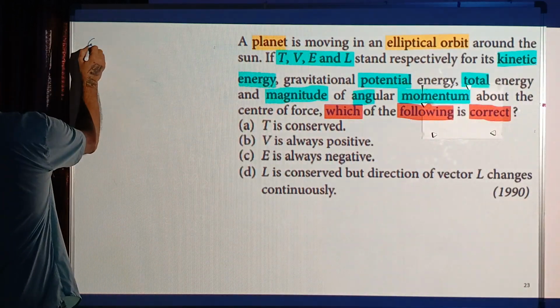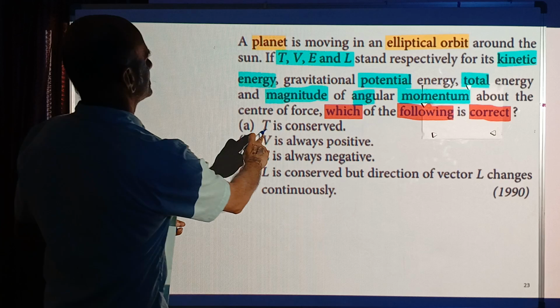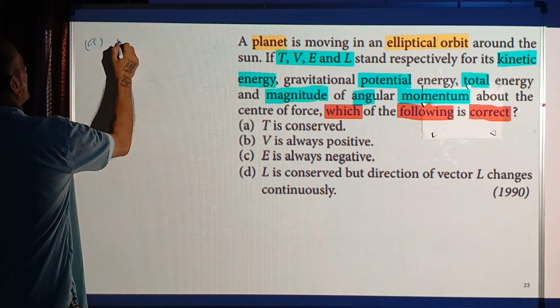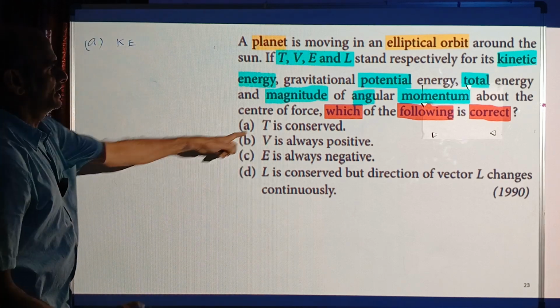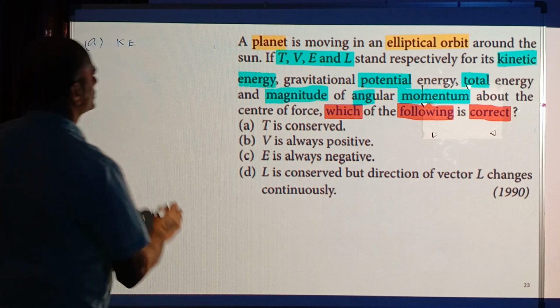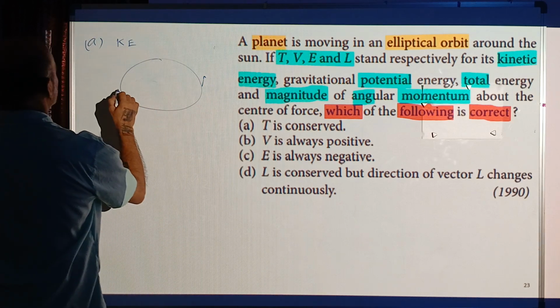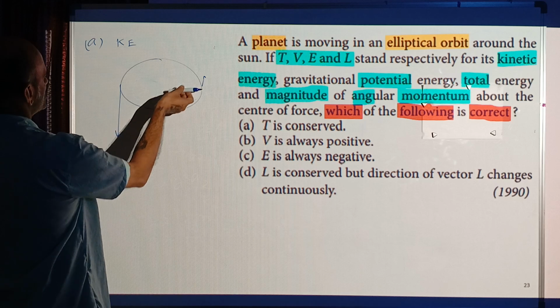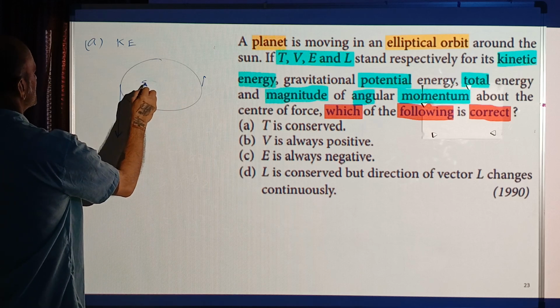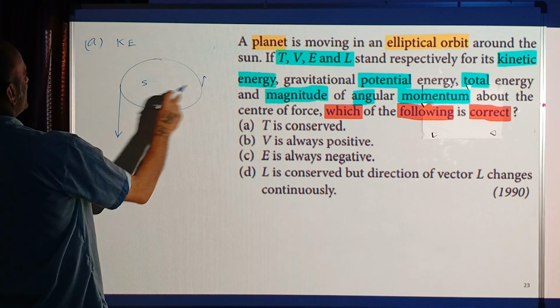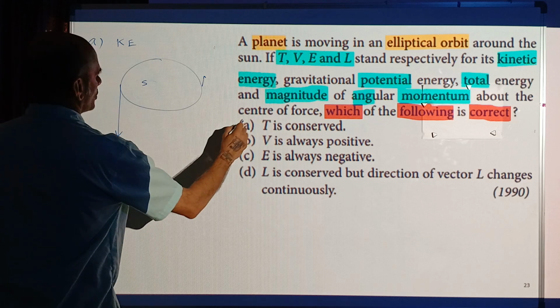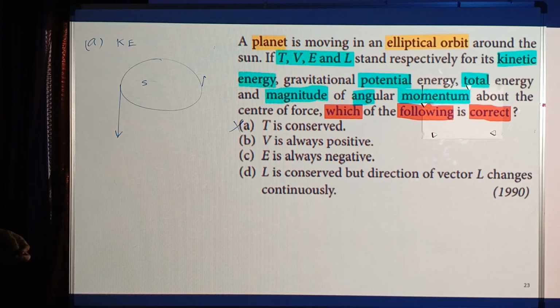So option A, T is kinetic energy. Kinetic energy is conserved means not changing, which is not true because in the elliptical orbit, here the velocity will be minimum, here the velocity will be maximum, because the planet sweeps equal areas in equal time. So this is the Sun. So kinetic energy will be minimum here, maximum here. So A is not true.